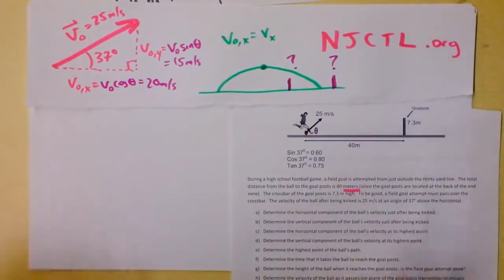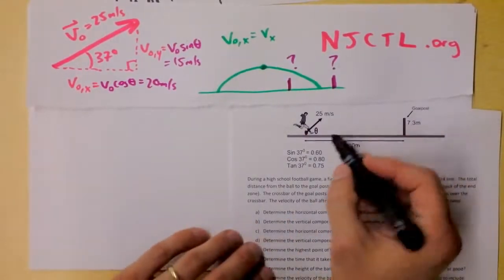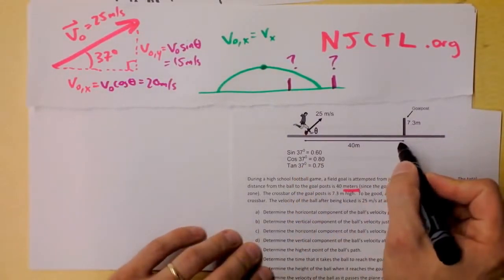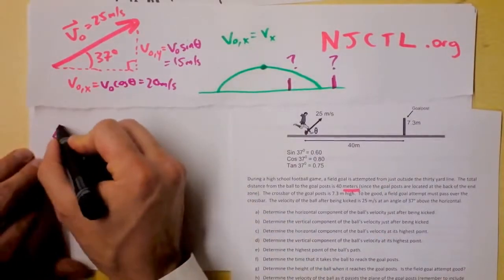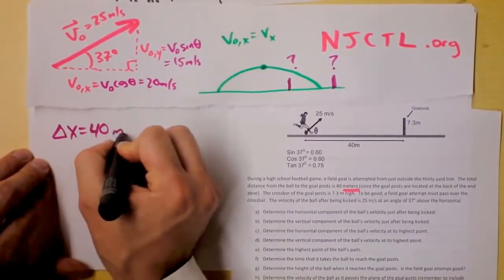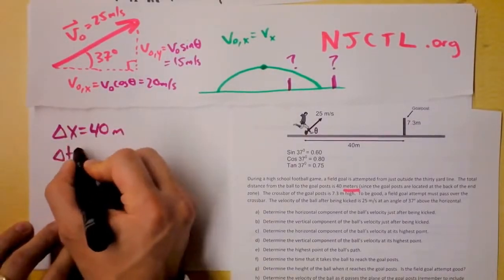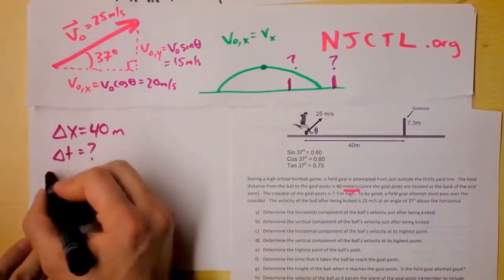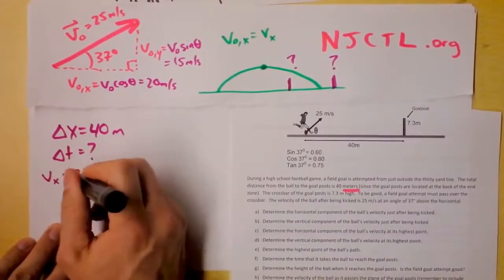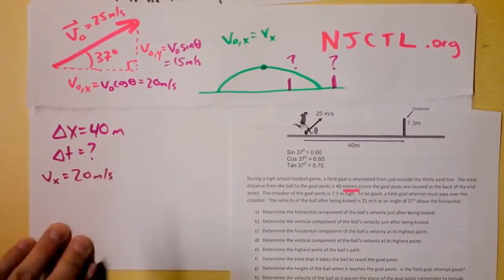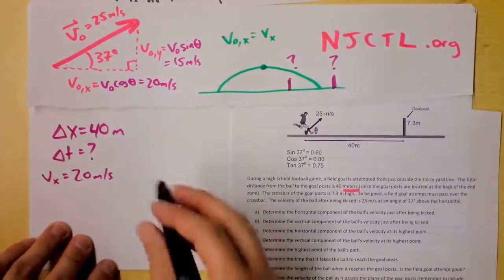But in order to determine the time it takes for the ball to reach the goalpost, I need to consider that the goalpost is 40 meters away in the x direction. So I write down delta x equals 40 meters. Oh, and I'm trying to find time. Do I know how fast it's going in the x direction? I think I do. I think that's 20 meters per second. You can check our initial triangle. Yeah, it's going 20 meters per second in the x direction.